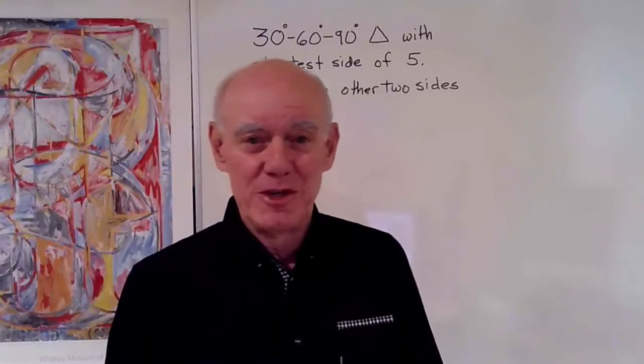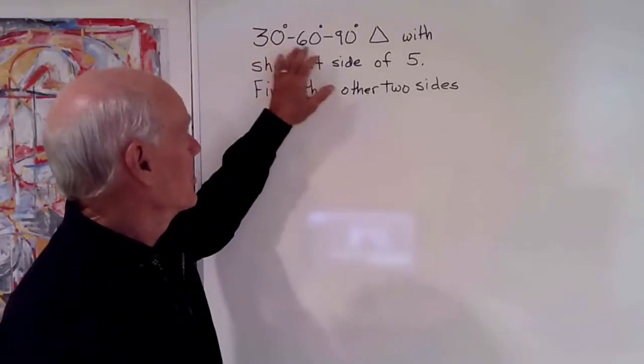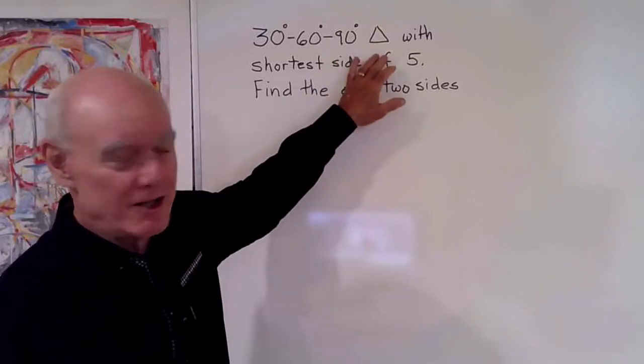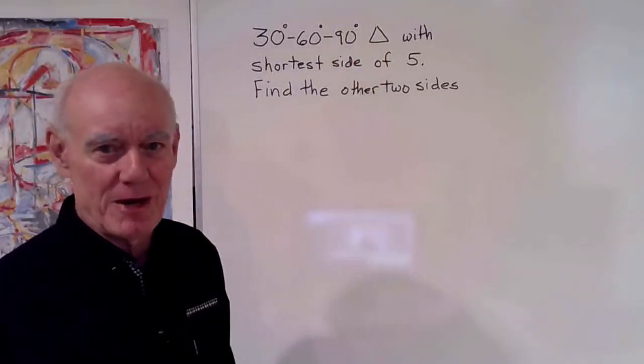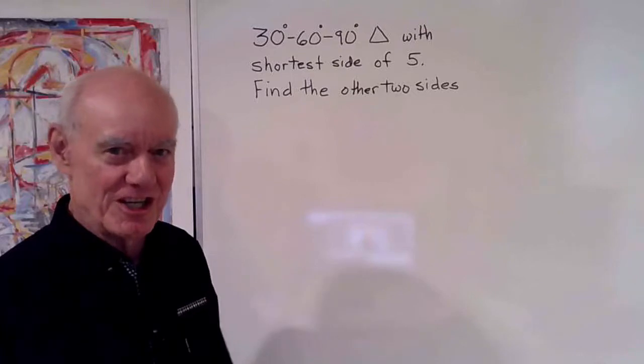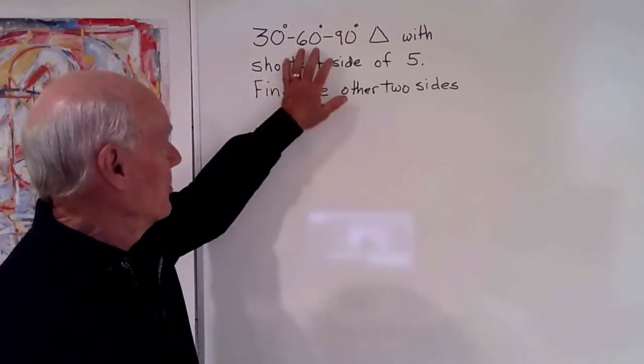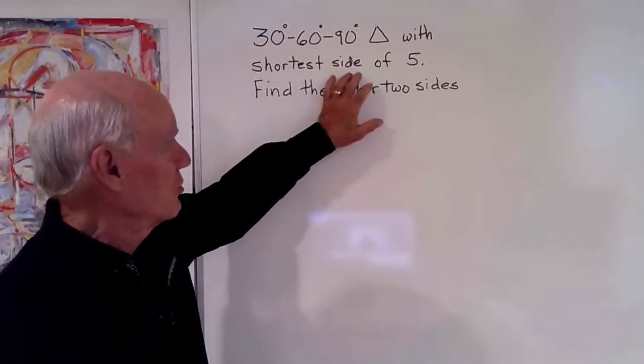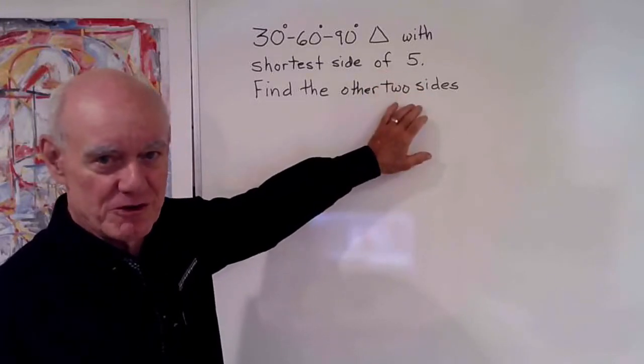Okay, we have a problem here involving a 30, 60, 90 degree right triangle. That kind of triangle is going to come up a lot in trigonometry, but we're just getting a start at it right here. So suppose we have one of these triangles and the shortest side is 5. What are the other two sides?